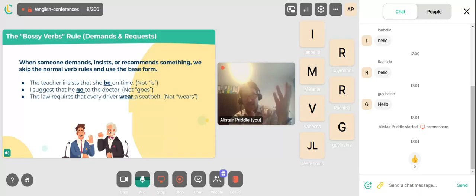I suggest that he go to the doctor, not goes. I suggest that he go to the doctor. The law requires that every driver wear a seatbelt, not wears. The law requires that every driver wear a seatbelt.